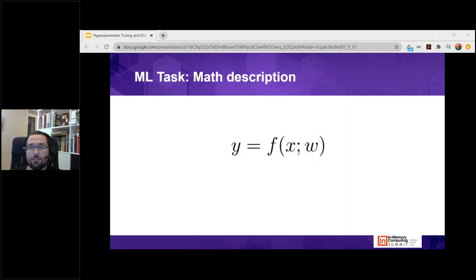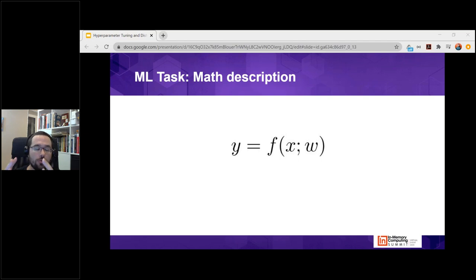Let's take a look at a machine learning problem from a mathematical point of view. There will be a few pieces of math, sorry for that, but I like it. An ML task, in short, can be described as a search for the best set of parameters for a function f, where we have an assumption about the type of the function f. W is a set of unknown parameters, X are inputs, and Y are outputs.